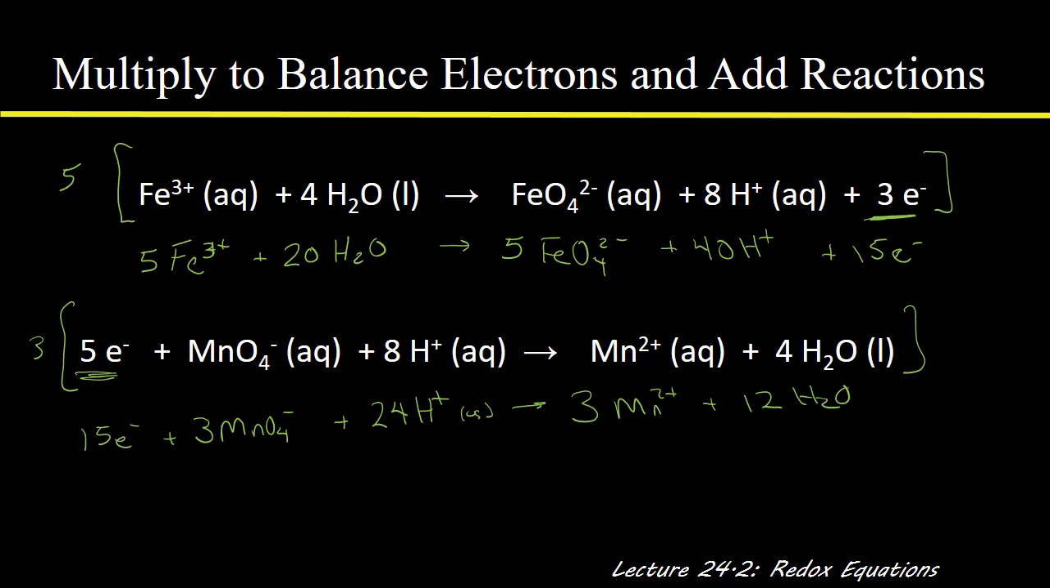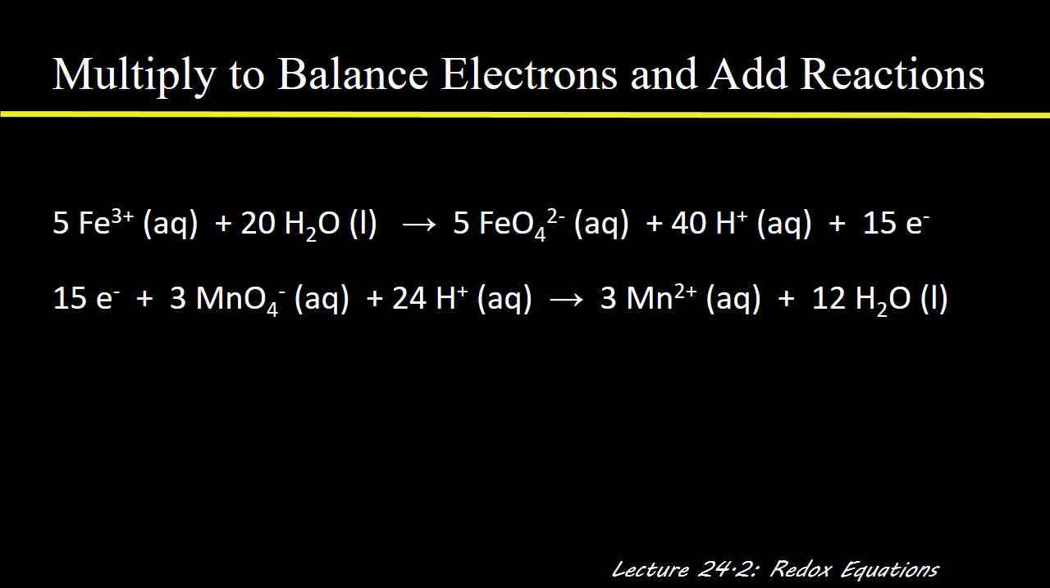is add this reaction and this reaction. When we add them together, there's going to be a little bit of canceling to do. Because this is getting a little bit jumbly, I'm going to do that on the next page. All right, so here is our oxidation reduction half reactions after we've multiplied them by an integer.